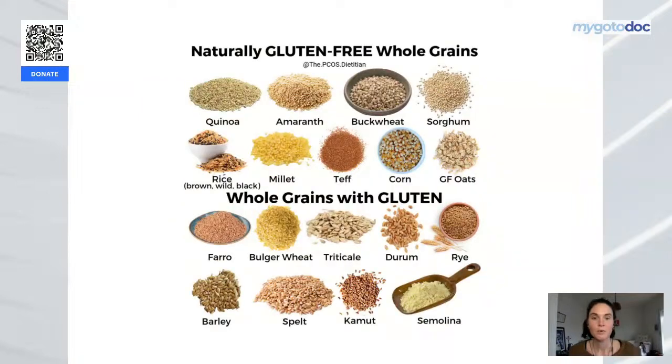And we also have grains that are naturally gluten-free. So you can see here quinoa, amaranth, buckwheat, sorghum, rice, millet, teff, corn, and oats. All of these grains are naturally gluten-free. And then these other grains below, farro, bulgur, durum, rye, barley, spelt, kamut, semolina, these all contain gluten, and in varying amounts, actually. Some have different amounts of gluten than others, but they all contain gluten.